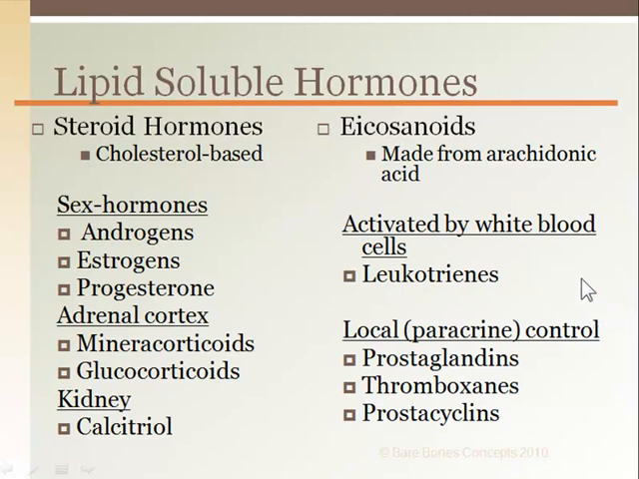Here is a summary of hormones that are classified as lipid-soluble. Cholesterol-based steroid hormones are the main ones to focus on in this group: androgens, estrogens, progesterone. The adrenal cortex produces a number of mineralocorticoids and glucocorticoids that are lipid-soluble. The kidney also produces a lipid-soluble hormone called calcitriol. There are a number of communicating hormones called eicosanoids, communicating mechanisms within the immune system called leukotrienes, and other local control mechanisms.